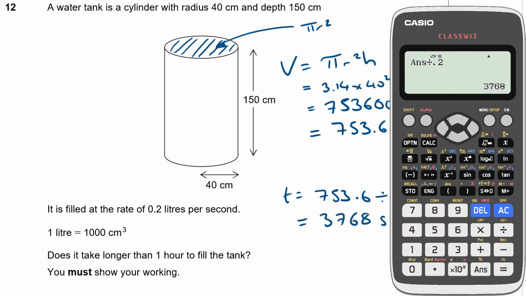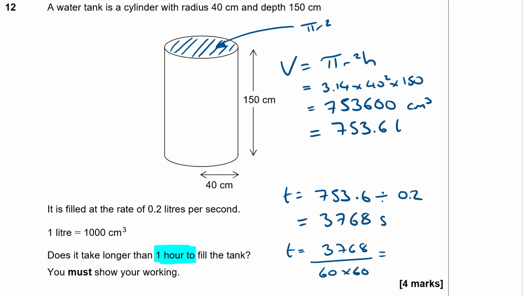3,768 seconds. Now, this question is asking about time in hours. So we need to convert that to hours. So time in hours is going to be the seconds divided by 60 to get minutes, and then another 60 to get hours. So 3,768 divided by 60 divided by 60 is 1.046 reoccurring, which I'm going to round off to 1.05. So that's 1.05 hours.